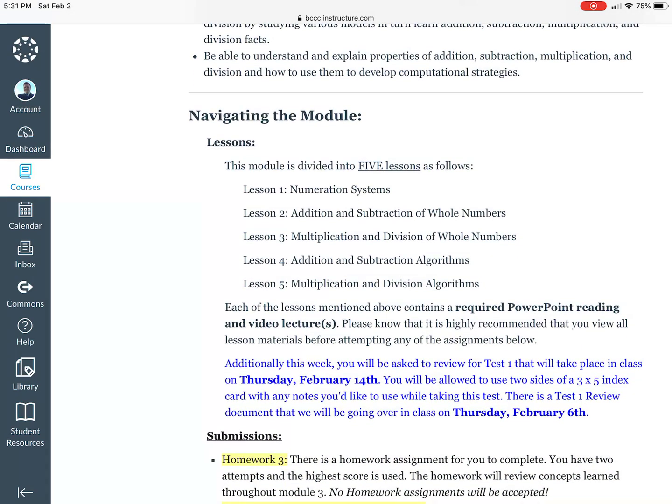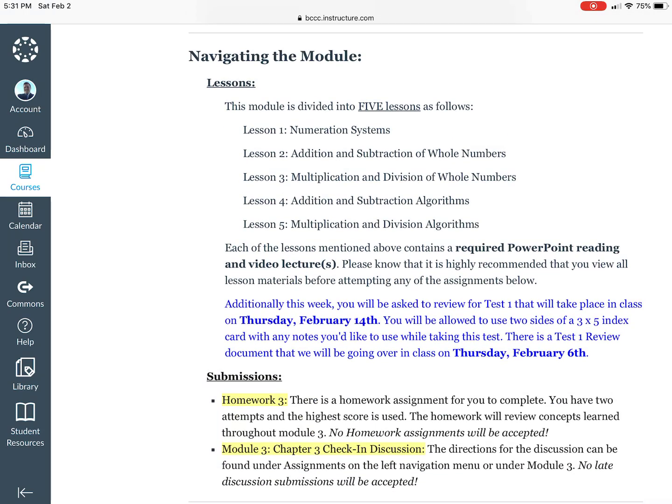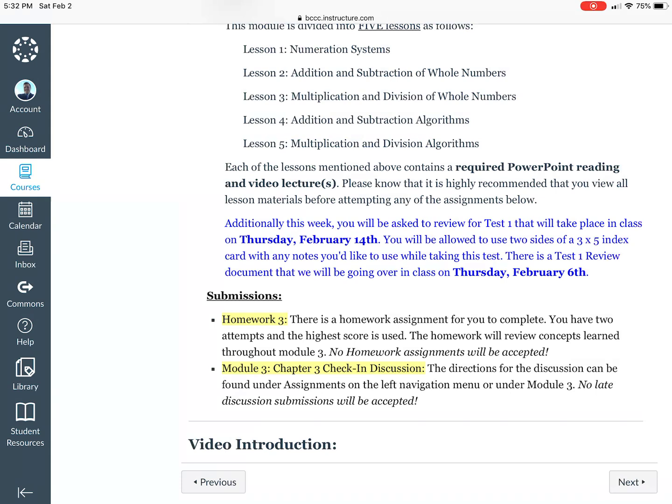So, as always, you have your expectations for this module listed. You have 5 lessons, as I mentioned. There are PowerPoint readings for every single one of those lessons, in addition to 2 to 3 videos, depending upon the lesson, that go along with the PowerPoint and go along with a variety of examples for you to learn the material. I went lighter on the assignments this week, so you'll notice that you do have a homework and you do have a discussion, but I'm not making you apply it to the elementary education world this week.